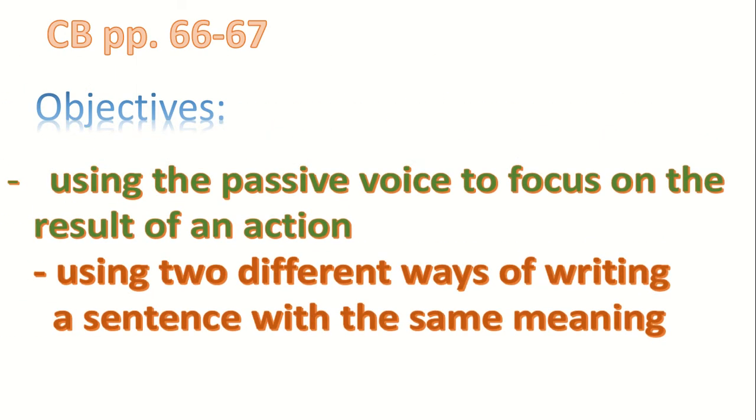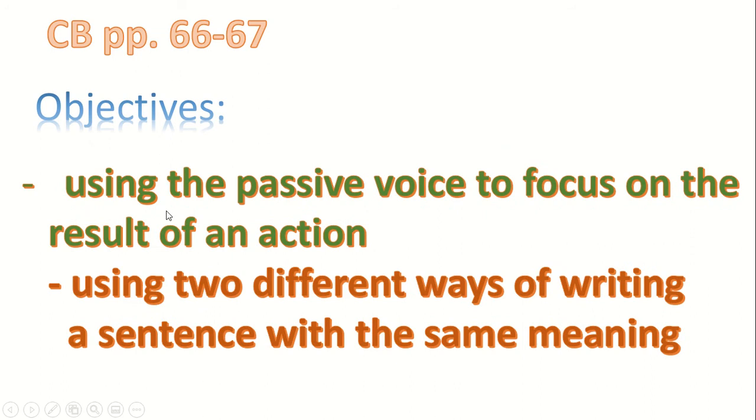The objectives of our lesson today, we have two objectives. The first one is using the passive voice المبني للمجهول to focus on the result of an action للتركيز على نتيجة حدث معين. The second objective is using two different ways of writing a sentence with the same meaning. استخدام طريقتين لكتابة جملة بنفس المعنى أو معنى مشابه.